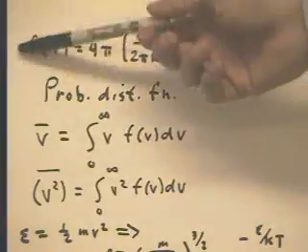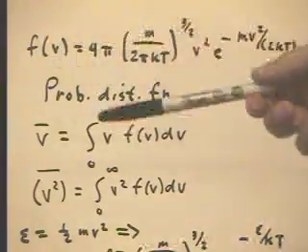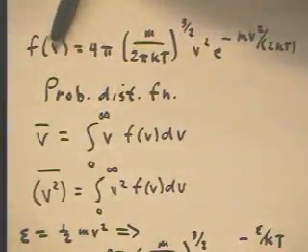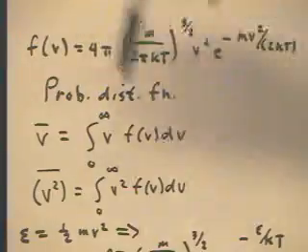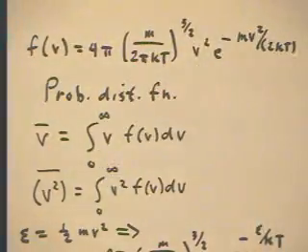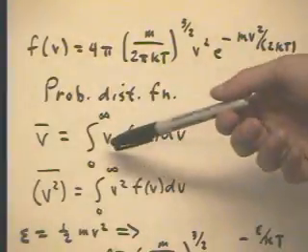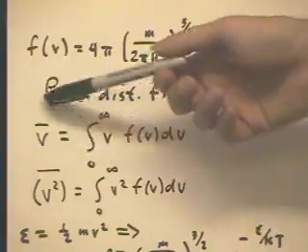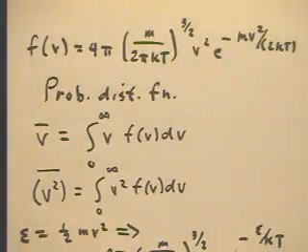Now this is a probability distribution for velocity, so the range of velocities is, actually v is not velocity, it's speed, we use v. The range of speeds is from 0 to infinity. If we integrate this first moment from 0 to infinity, we get the average velocity.